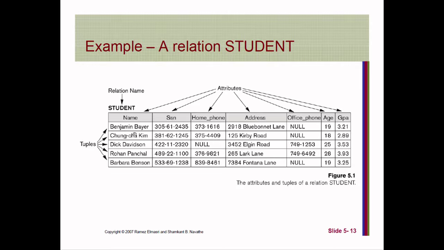However, within a particular tuple, is the order of the values important? The answer is yes. Within a particular tuple, the order of the values is very important. It must follow the schema. So the first value of the tuple must be the student name, followed by SSN, then home phone number, address, office phone, age, GPA. Every tuple must follow this particular order of values.